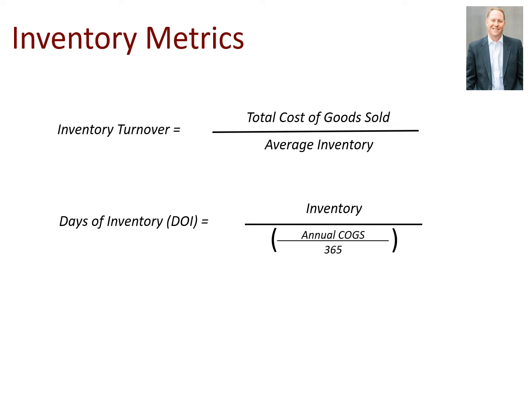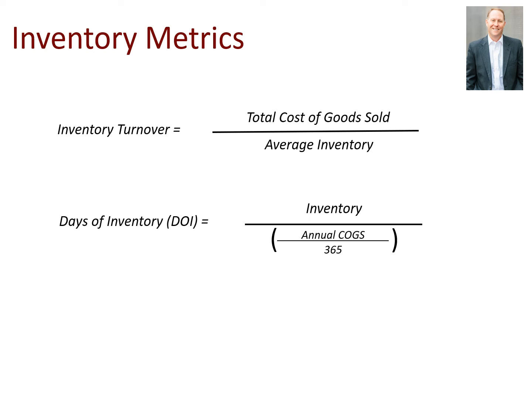And then we take that and divide it into our current inventory, and it tells us right now the amount of inventory that we have on the shelf, how long, on average really, from the time we receive an item, how long is it before we actually sell that item. So that's what our days of inventory gives us.